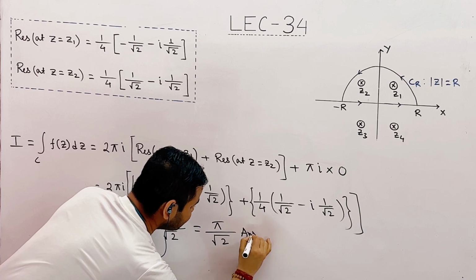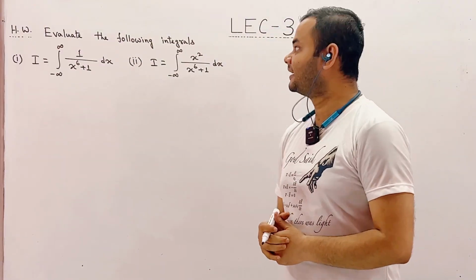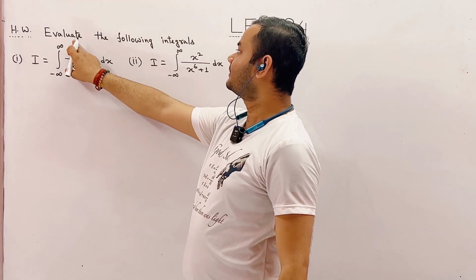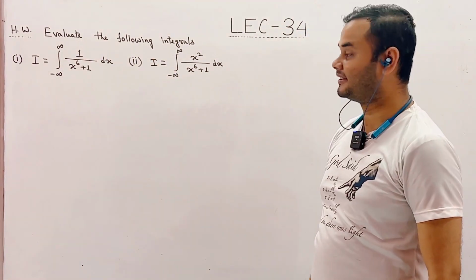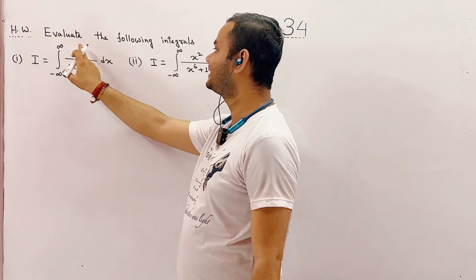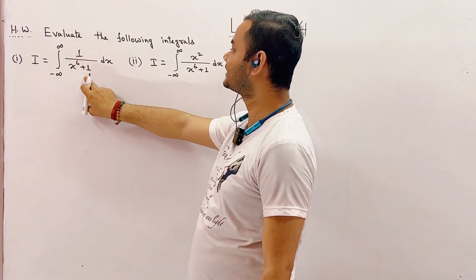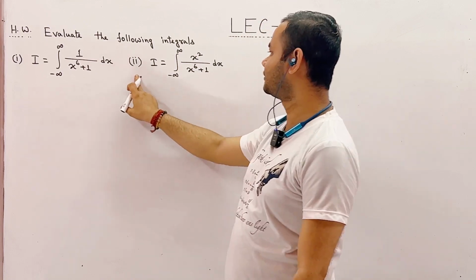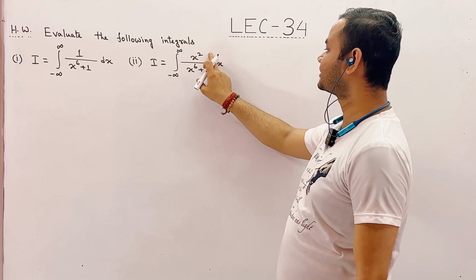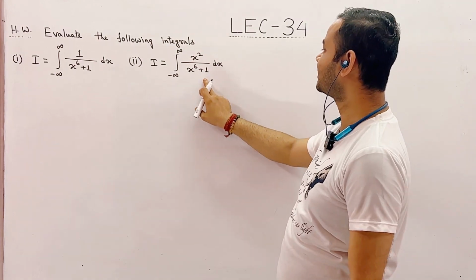This is the answer. Finally, let me give you some numerical problems as homework. The problem says evaluate the following integrals. Number 1, integration minus infinity to plus infinity 1 divided by x to the power 6 plus 1 into dx. Number 2, integration minus infinity to plus infinity x square divided by x to the power 6 plus 1 into dx.